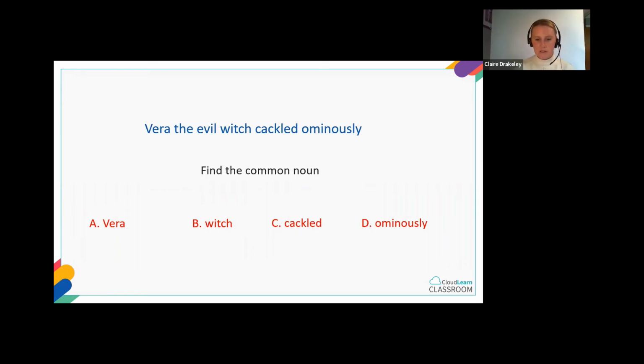Oh, I forgot I had another one. Let me put the poll back up. Common noun. Do we know the common noun? A, Vera. B, witch. C, cackled. D, ominously. Which one of those is the common noun? We did this one right at the beginning, so maybe this one's falling out because you're thinking about your adverbs so well. 6 of you.